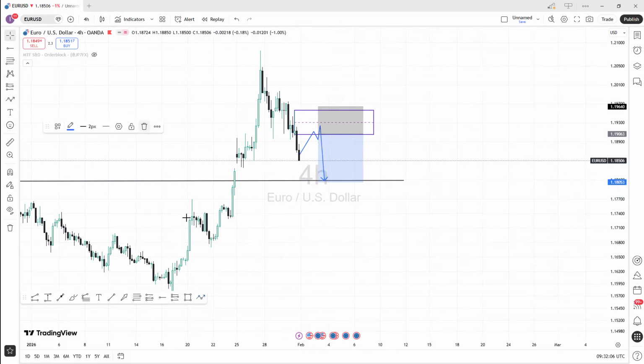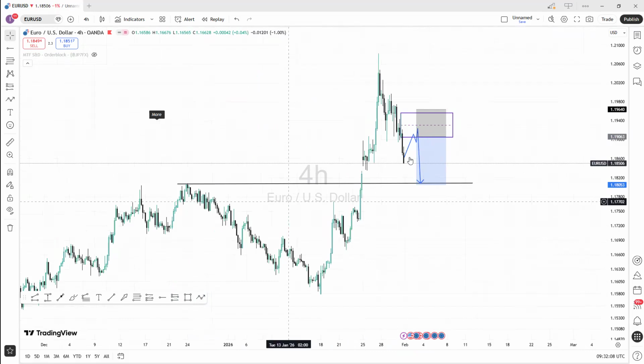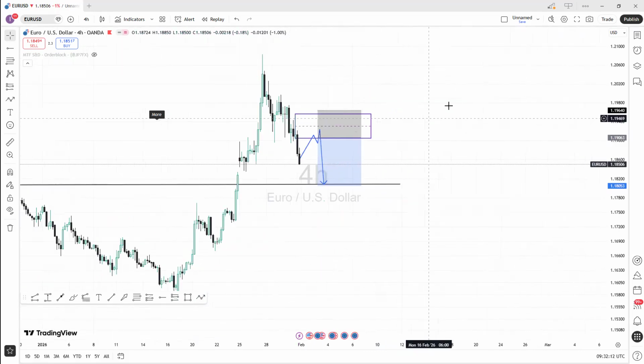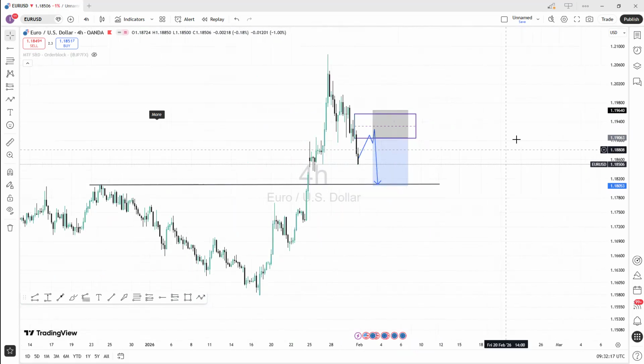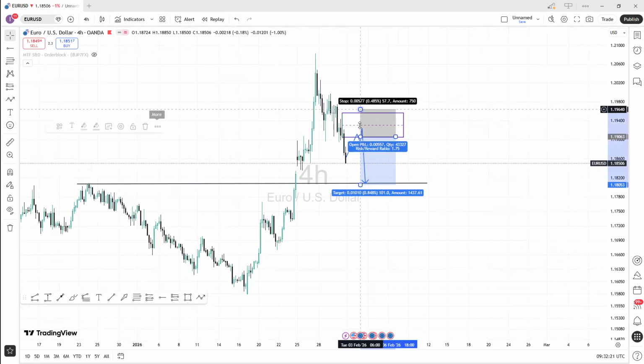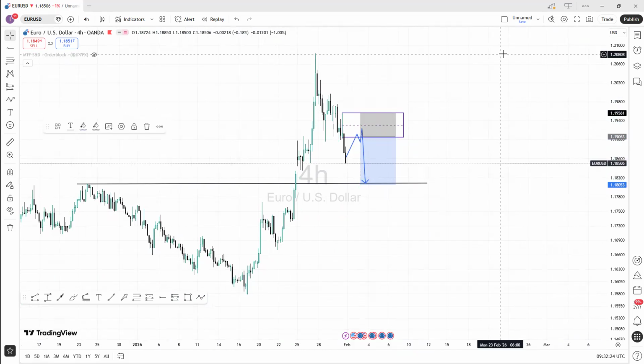Okay, so you have 2 points of interest here. You have that support level. Also, you have that supply zone, our unmitigated supply zone. It is very clear. But risk to reward ratio is almost 1:2. If you wait confirmation, your risk will be reduced. Okay. So that is it on Euro USD.